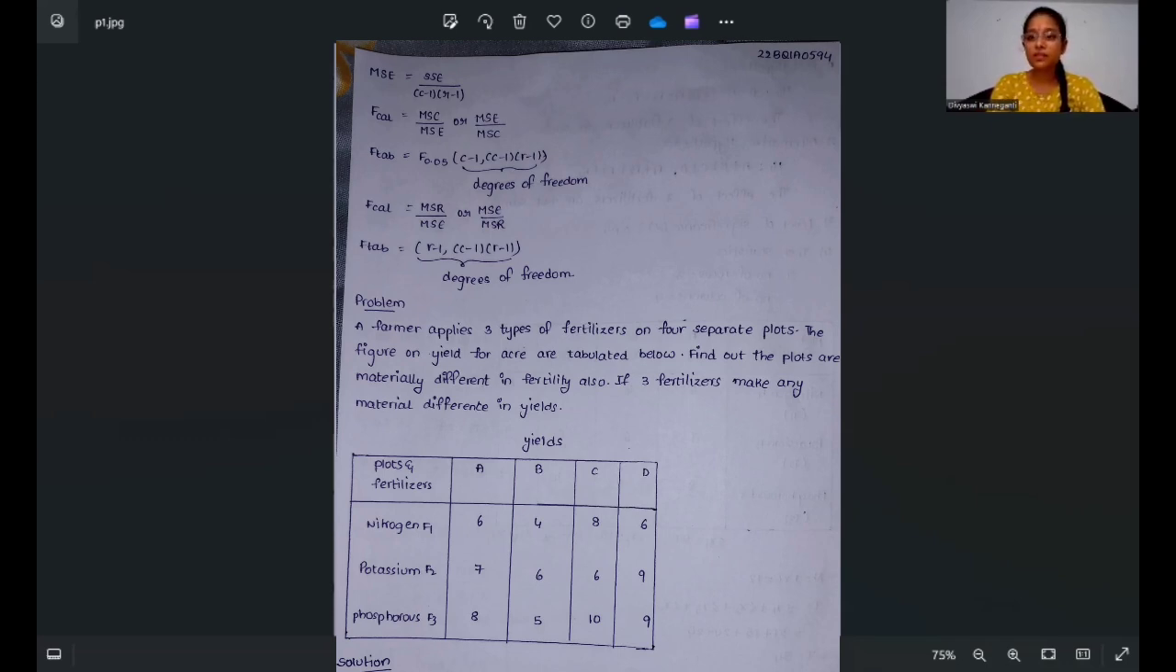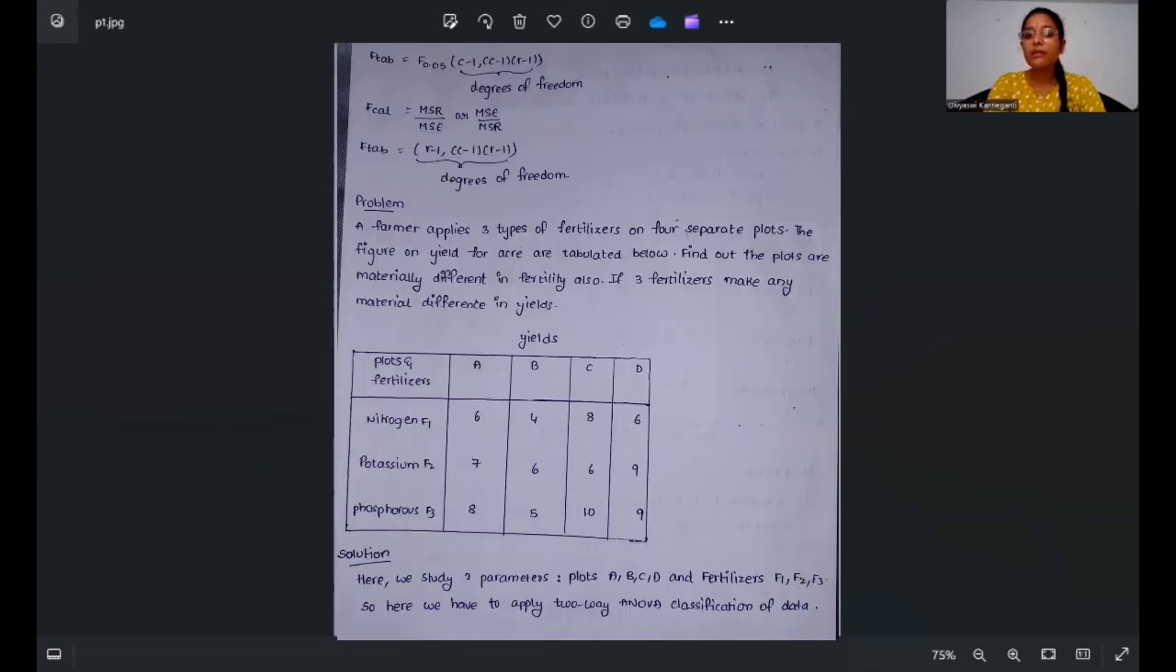Here we consider the F distribution. For F calculated we use the formula: mean square column by mean square error, or mean square error by mean square column. While coming to the F tabulated value, by default, if they do not give any level of significance, we take 0.05. So F tabulated is equal to F 0.05 of (C minus 1), comma, (C minus 1) into (R minus 1). These are the degrees of freedom which we will look up in the table.